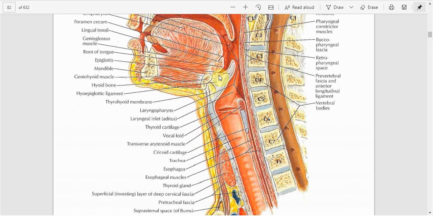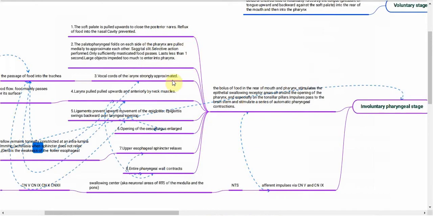What is the reason for this? It will have multiple effects. There are multiple reasons for this. Other than this, the vocal cords of the larynx are strongly approximated.